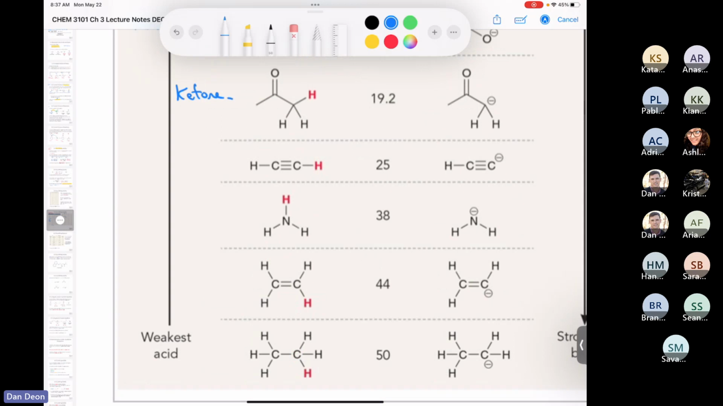Does anybody recognize this functional group in here? Can anybody identify this functional group for me? I know we're all pretty rock solid on our functional groups. Yeah, it's an alkyne. Thanks, Sarah. So this one is an alkyne. If you have an sp hybridized carbon attached to a hydrogen, the pKa is around 25.